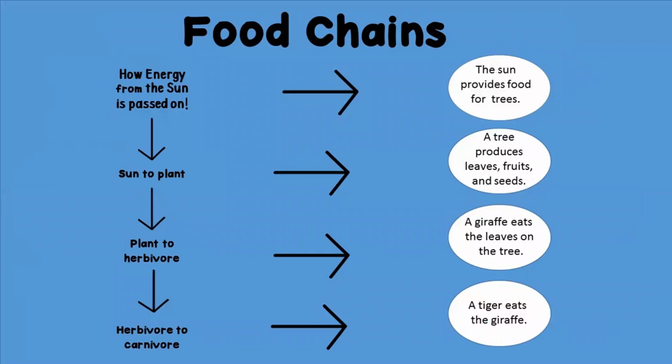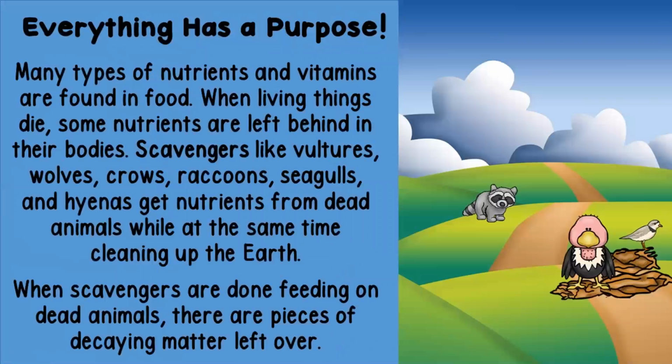So food chains work with how the energy from the sun is passed on. It goes from the sun to the plant, to the herbivore, to the carnivore. The sun provides the food for the trees. The tree produces leaves, fruits, and seeds. The giraffe eats the leaves on the tree, and then the tiger eats the giraffe. So it's kind of sad to think about sometimes, but that's just how life is.